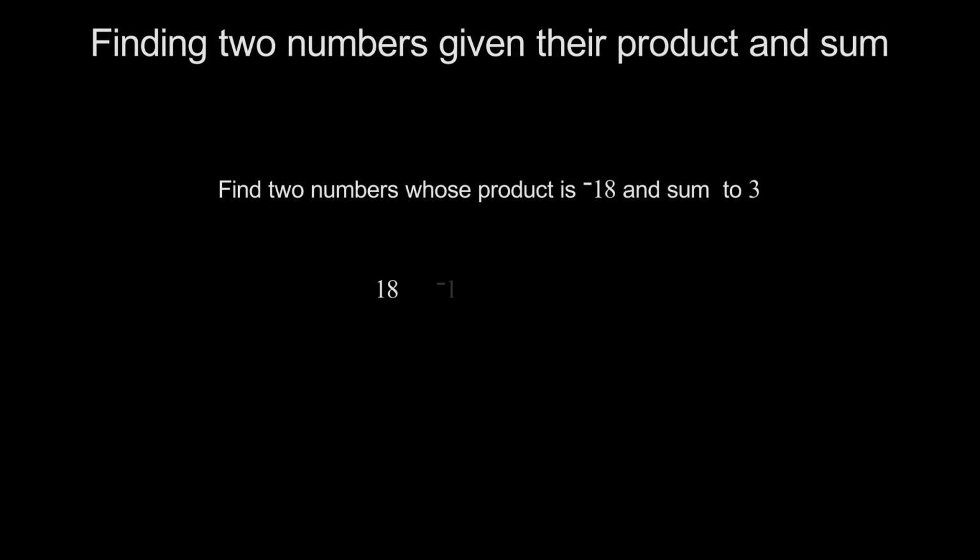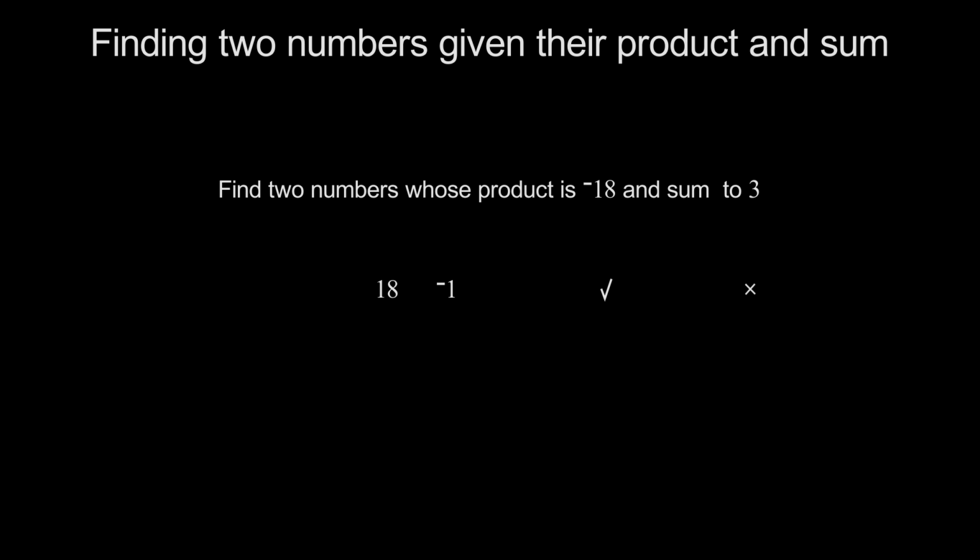For our next example, find two numbers whose product is negative 18 and sum to positive 3. Since the product is negative, the numbers have different signs, and since their sum is positive, the number having the larger magnitude is positive. Positive 18 and negative 1 multiply to negative 18, but they don't sum to positive 3.